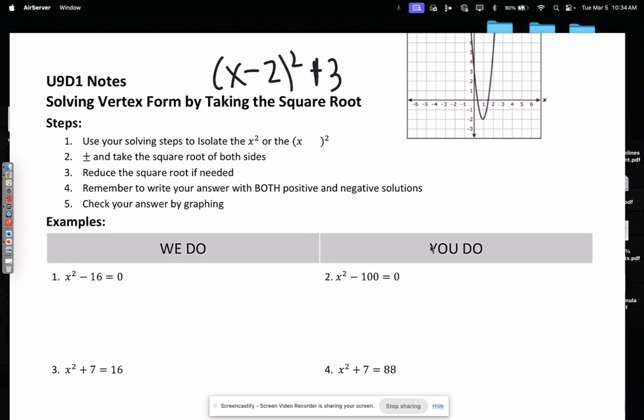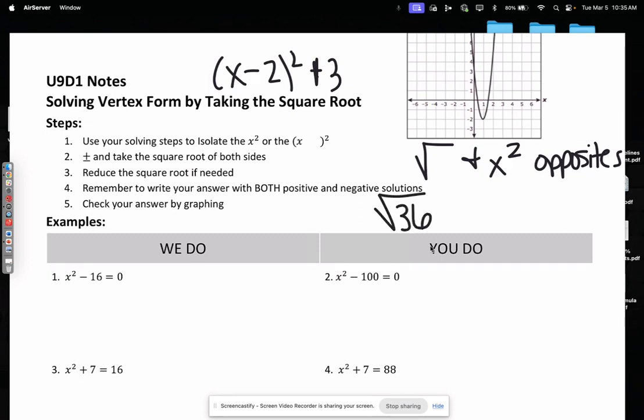Now, I do want you to keep in mind that a square root and a square, if we have x squared, these are opposites. So just like in eighth grade when we stressed the solving of equations and doing the opposite operation, we will be doing that here.